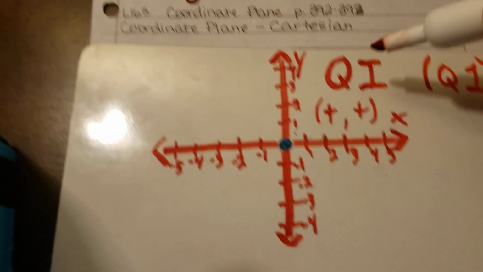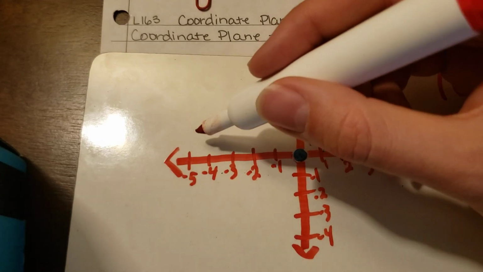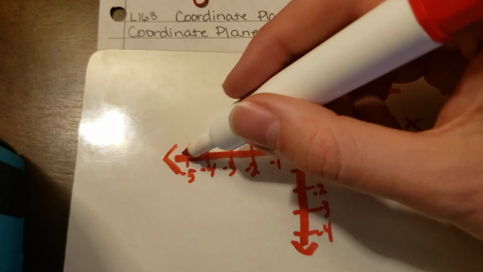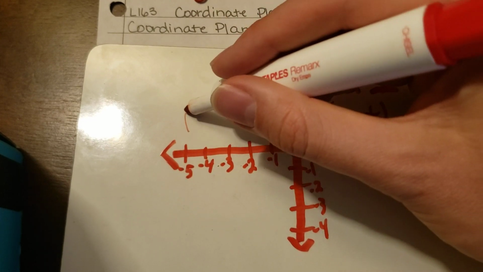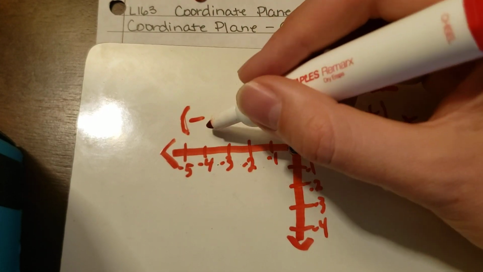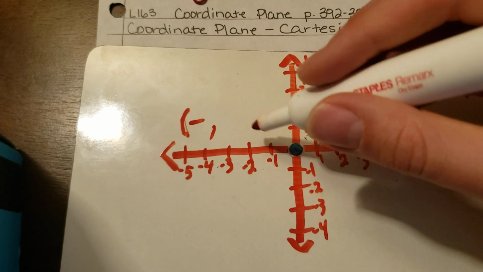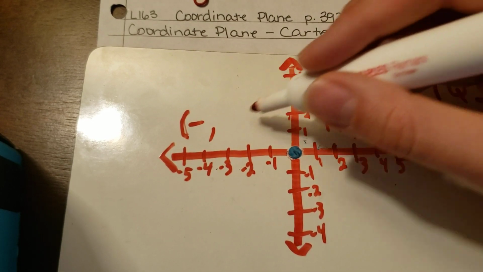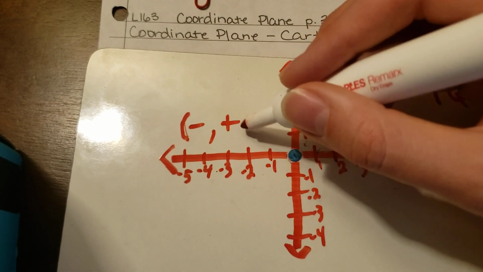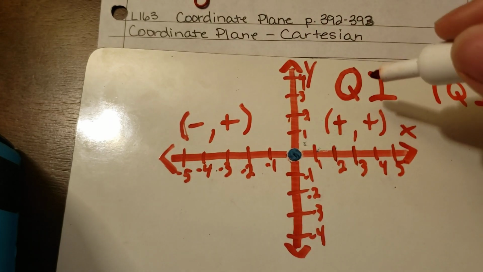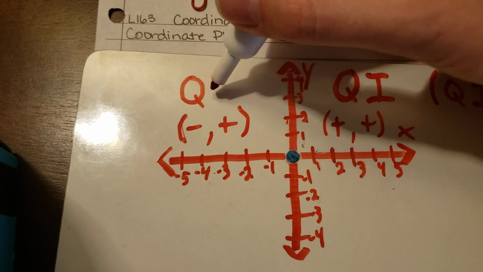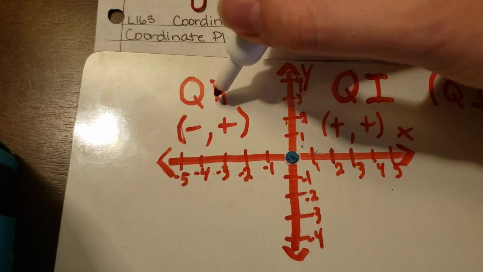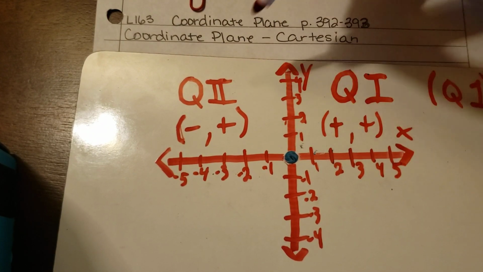Now, the second quadrant is over here where all of our x values are negative. So our x values are negative, but our y values are still positive. And this is quadrant 2. Okay.